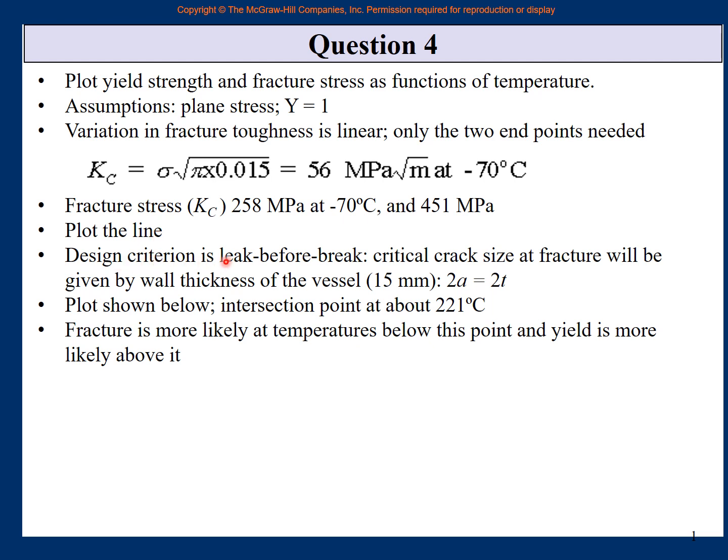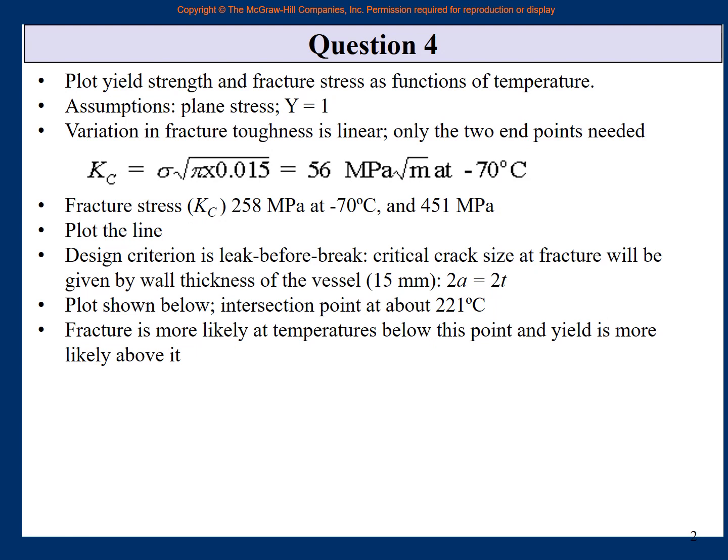Now design criterion is leak before break. Leak before break, right? So this is very important. The critical crack size at fracture will be given by the wall thickness of the vessel, right? That 2A is equal to 2T or A is equal to T, right? That you have an edge crack at the end inside wall, and when it starts to grow, then it grows, and as soon as it goes through the complete thickness.